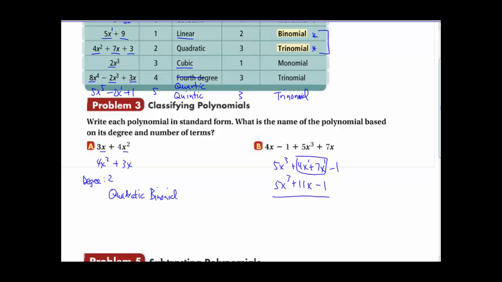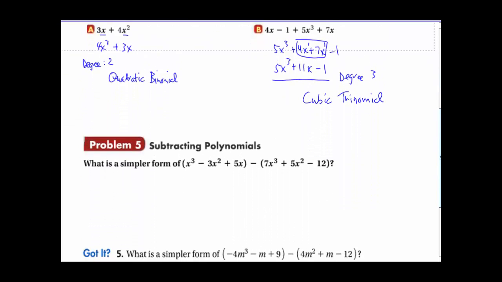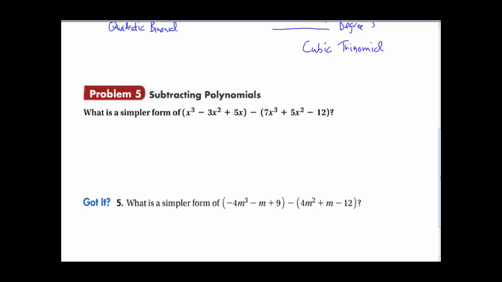Now we had to name this, so hopefully you said it is a third degree, so the degree is 3. We call third degrees cubics, so it's a cubic, and it has 3 terms, so this is a cubic trinomial. All right, problem 5, subtracting polynomials.